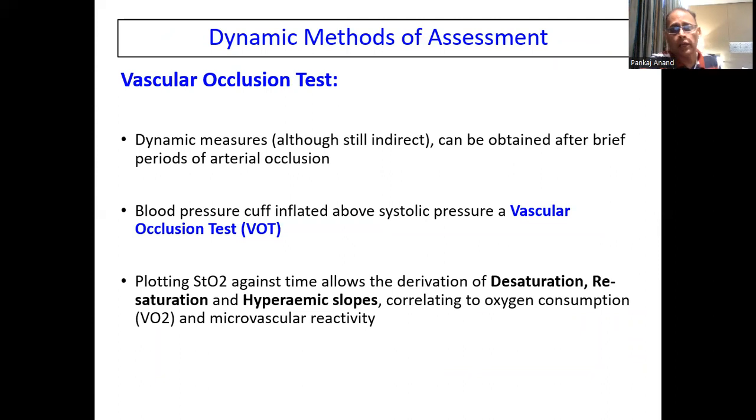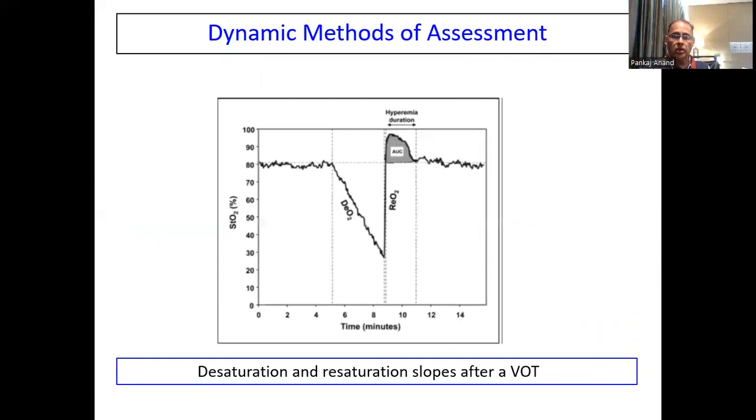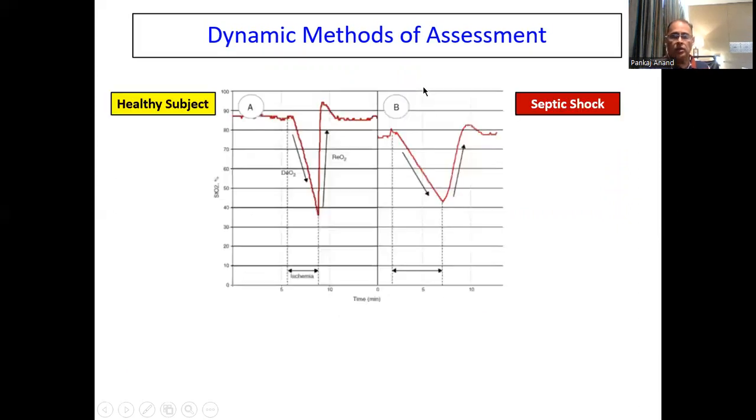Coming finally to the dynamic methods of assessment, this is a vascular occlusion test. So what you do is, a dynamic measure can be obtained after a brief period of arterial occlusion. A blood pressure cuff is inflated above the systolic pressure and slowly released. And then you plot the tissue oxygen saturation against time, allowing the derivation of the desaturation, resaturation, and the hyperemic slopes. And this is how it appears. Can you see? This is the desaturation, this is the resaturation, and this is the hyperemia duration.